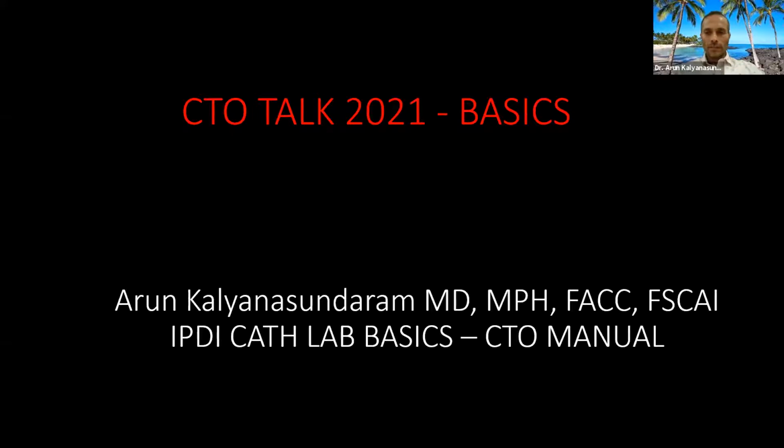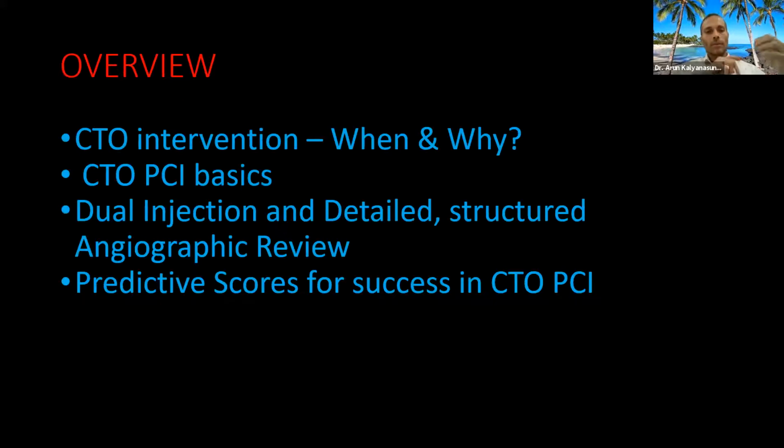So today we're going to go over the basics, really. I understand the target audience is primarily early to mid-career cardiologists and some fellows, so I'll try to stick to the basics here. We're going to talk today about when and why we do CTOs. What are some of the basics? What are some of the things that you look for when you do a good angiogram? What are some of the predictive scores, and also touch on the toolkit.